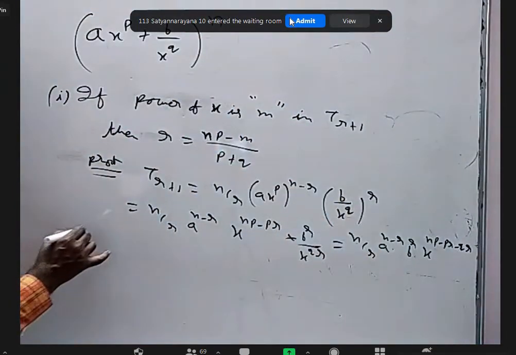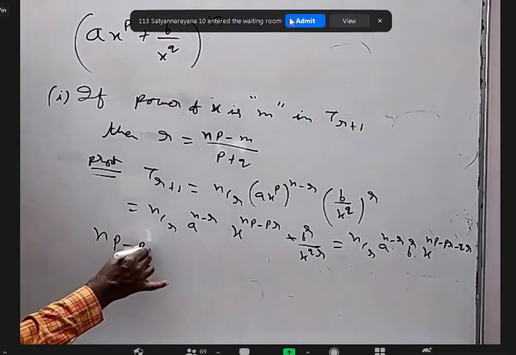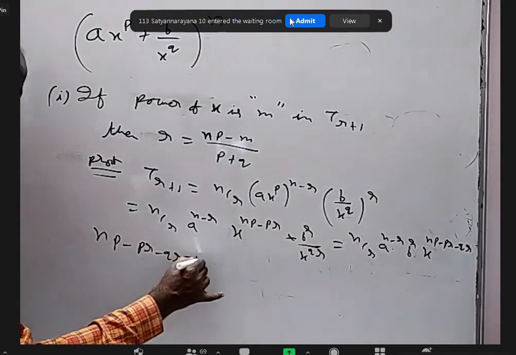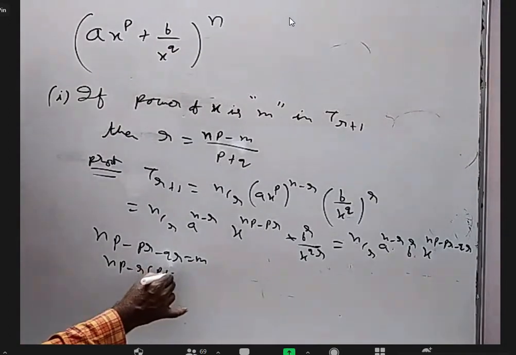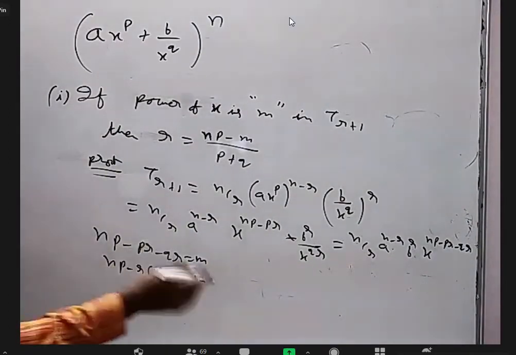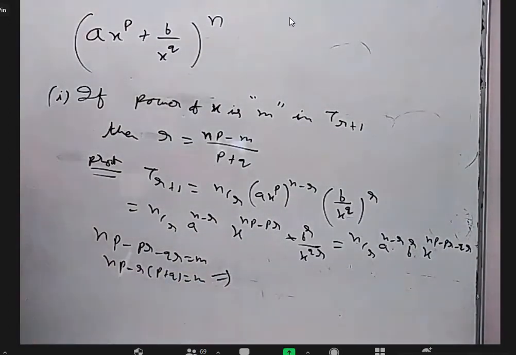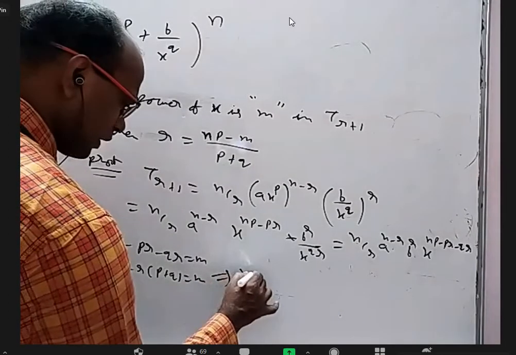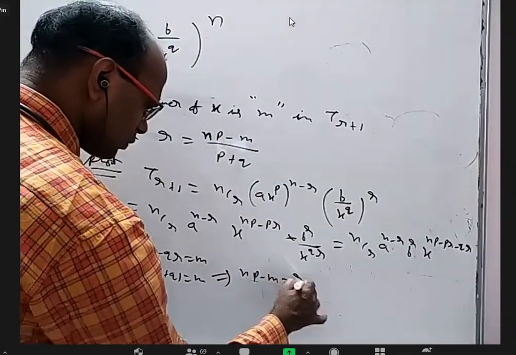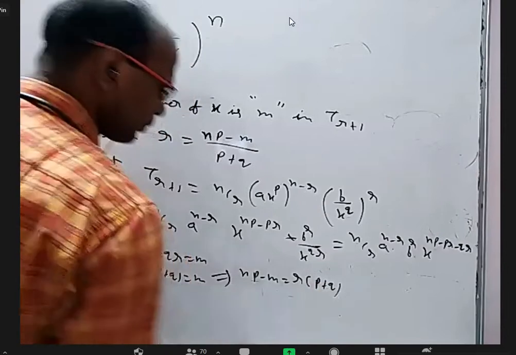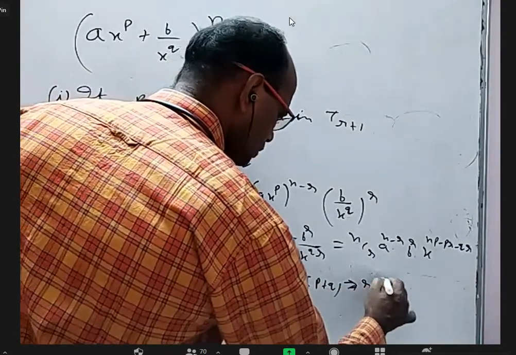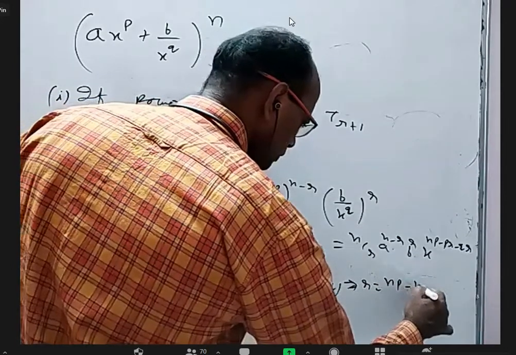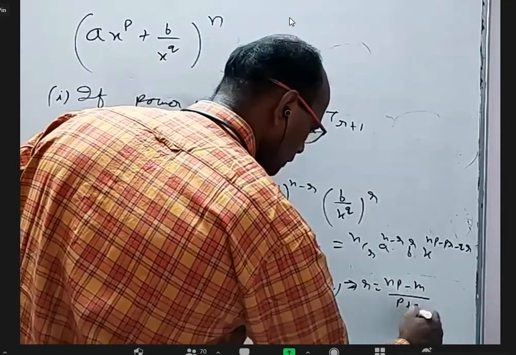That I have to equate to m. np - pr - qr = m. Taking r common, we get np - r(p+q) = m. Bring m here and this to that side. You will get np - m = r(p+q). And I divide down. I will get r = (np - m)/(p+q).